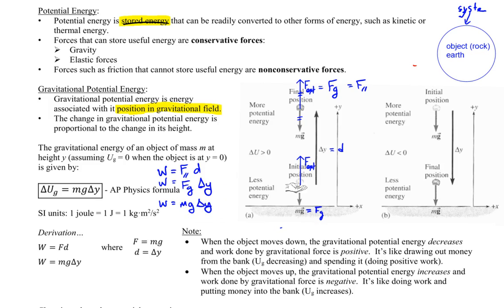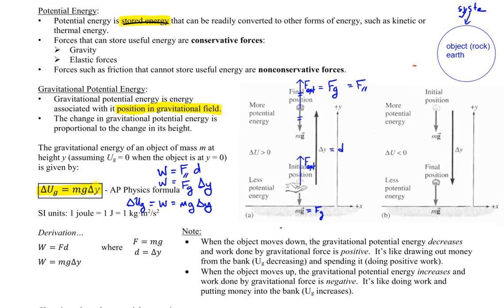This work done is equal to the change in energy of the system. And that change is equal to gravitational potential energy. So really that work done is equal to the change in stored energy from the gravitational field. So delta U sub G is really the change in gravitational potential energy. And this equation is written like this on the AP formula sheet.